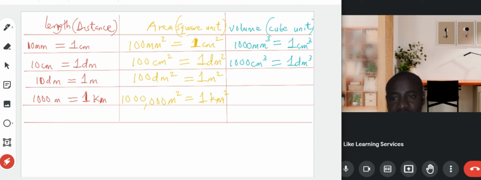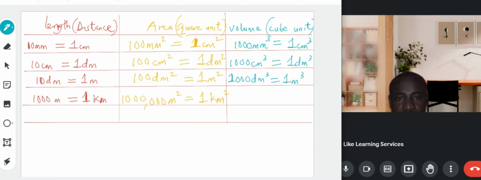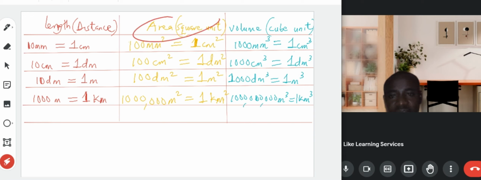Similarly, this other one will be 1000 decimeter cube equal to 1 meter cube. If you cube this one raised to power 3, that will be 1 billion. So 1 billion meter cube will give us 1 kilometer cube. So that's the way it is when you are working in area and in volume, which is capacity.